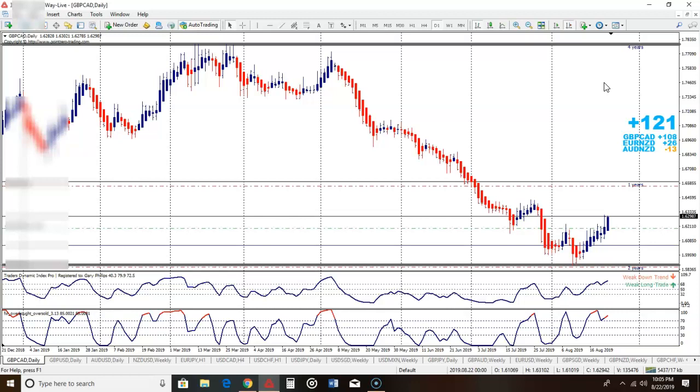Again, patience, money management is the key. Get a strategy, follow it. You can use this top-down, new level strategy if you like.